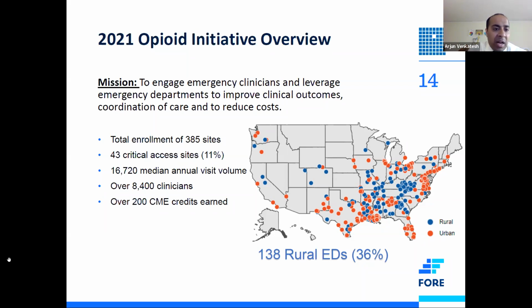We're currently enrolled at 385 sites, 43 of which are critical access hospitals. And as you can see at the bottom there, nearly a third of the emergency departments participating in our network are in rural communities.